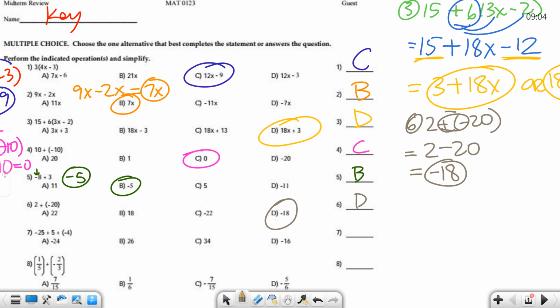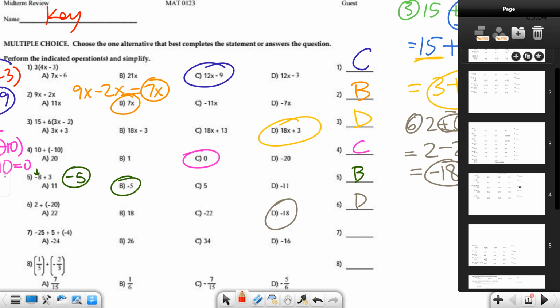So let's go over here again. Let's go check 1 through 6. We've already checked 1 through 3, so let's check 4, 5, and 6. So come back over here.